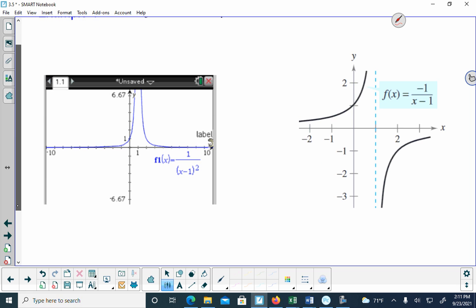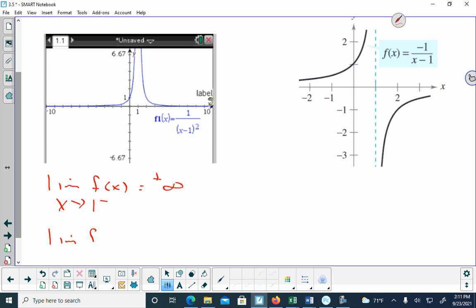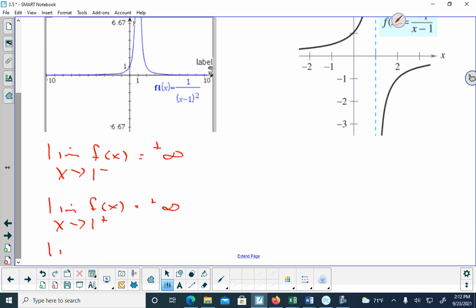So if I give you this graph and I ask you to find the limit of f of x as x approaches 1 from the left, what would you tell me? Positive infinity. Everyone good? If I asked you for the limit of f of x as x approached 1 from the right, you would tell me positive infinity. If I ask you the limit of f of x as x approaches 1, you're going to say does not exist.